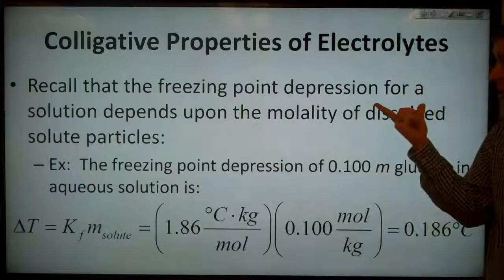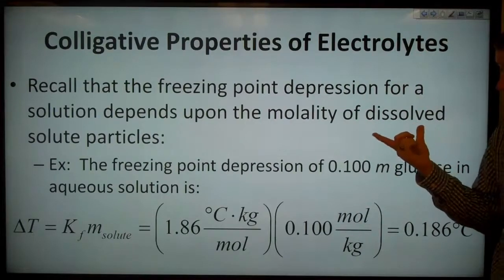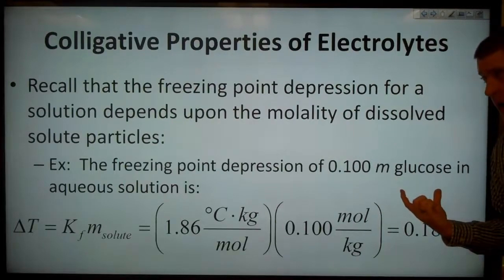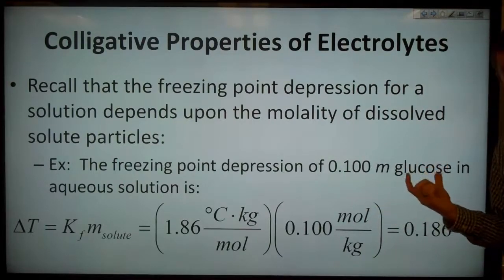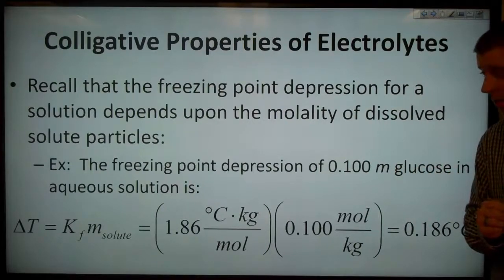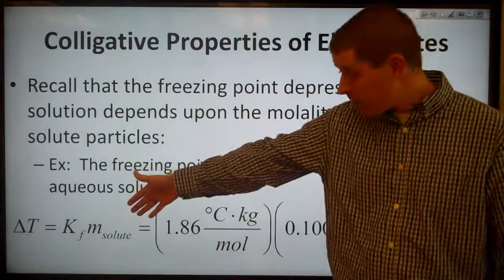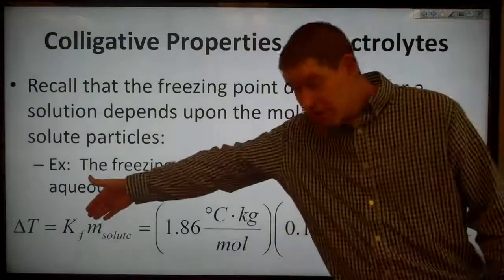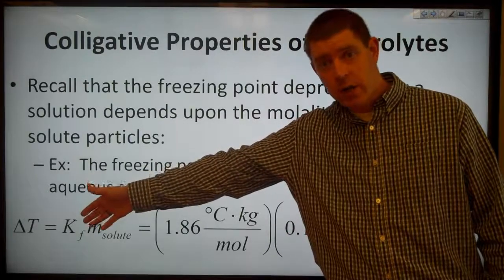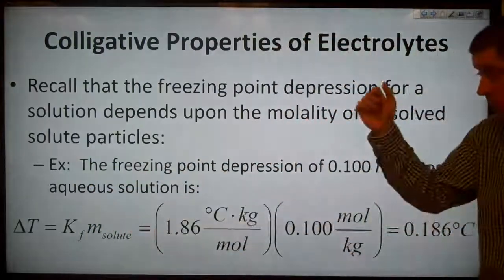So remember that our freezing point depression for a solution depends on the molality of dissolved solute particles. So consider the freezing point depression of 0.100 molal glucose in aqueous solution. Glucose is not ionic, so it will remain together in the molecular form. Remember that delta T is equal to Kf times m. So Kf there is the molal freezing point depression constant of whatever our solvent is. In this case it would be water.